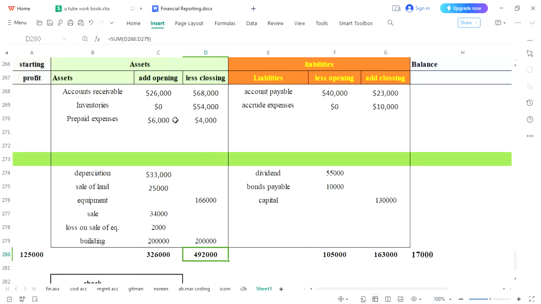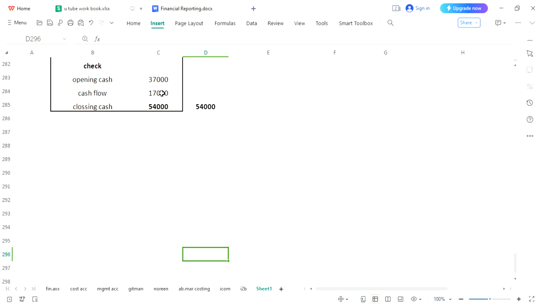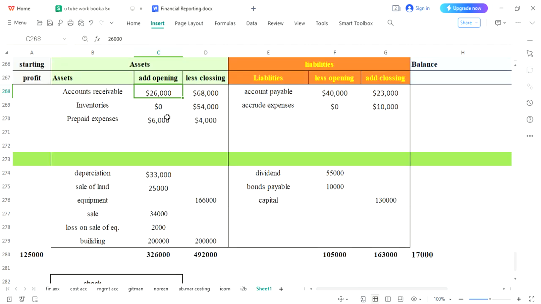So we are going to make the sum of opening, sum of closing, sum of opening liabilities, sum of closing liabilities. Then this profit we will take and will add opening asset, subtract closing asset, subtract opening liabilities, add closing liabilities, and we will get 17,000. Finally, we have put this 17,000 over here, and look at here. Automatically the same answer we have derived, 54,000. So in this way, guys, our question has been completed.